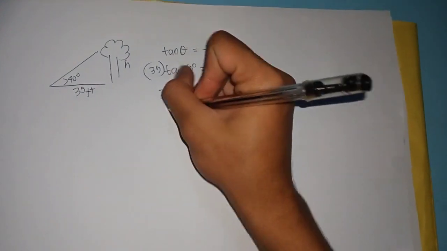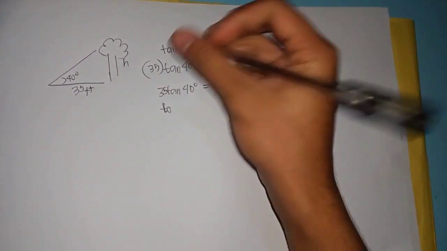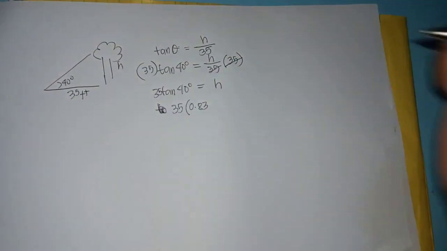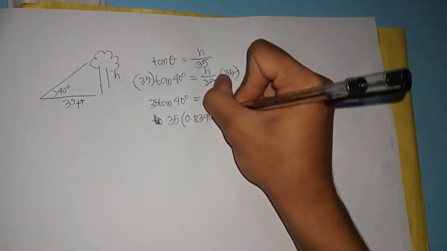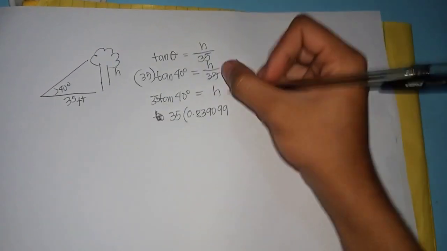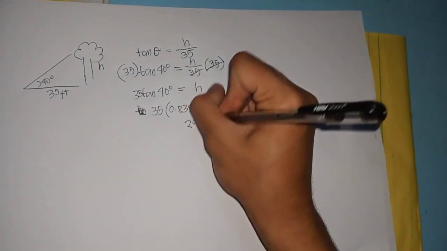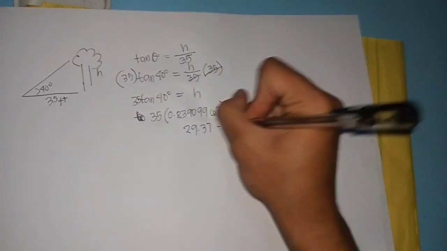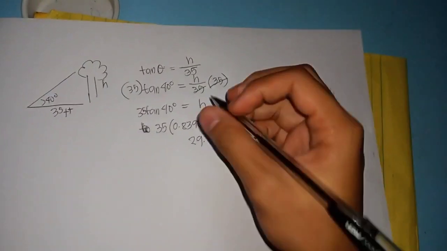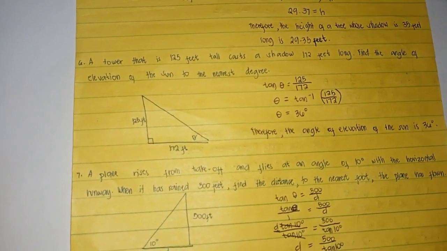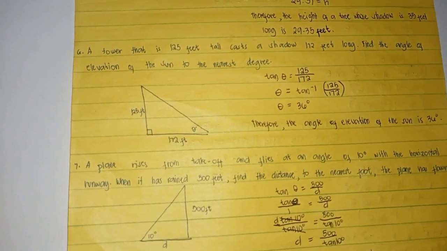So we're going to solve this. Tan 40 degrees is equal to 0.839099631. We multiply this by 35 and we get 29.37. So, therefore, the height of the tree is 29.37. So let's proceed to number 6. The problem in number 6 is: a tower that is 135 feet tall casts a shadow 172 feet long. Find the angle of elevation of the sun to the nearest degree.